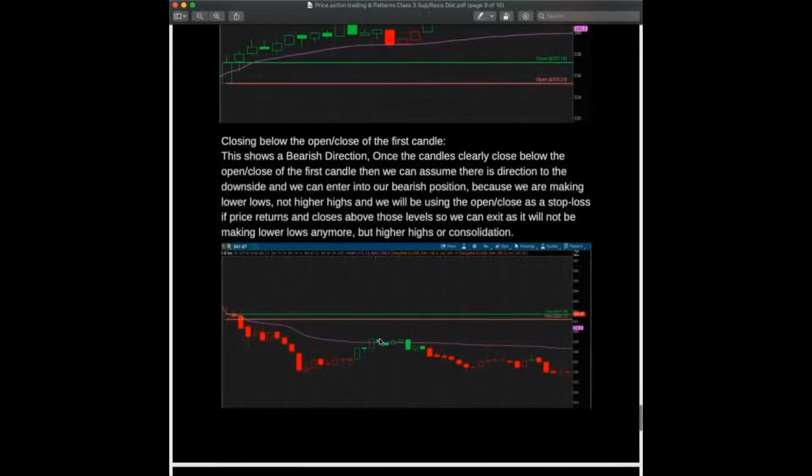Now, closing below the open and close of the first candle is going to be a bearish direction. Once the candle clearly closes below the open and close of the first candle, then we can assume there is direction to the downside, because it's going to be making lower lows and lower highs. Not higher highs and higher lows, but lower lows and lower highs.